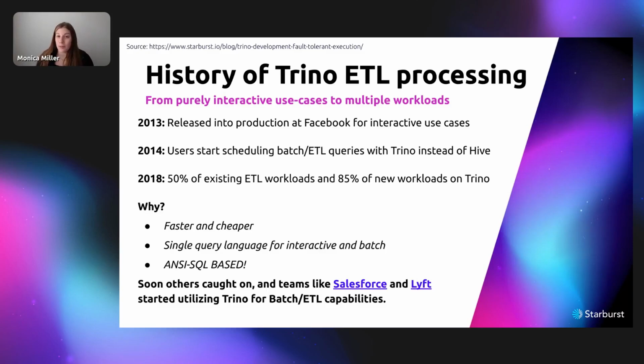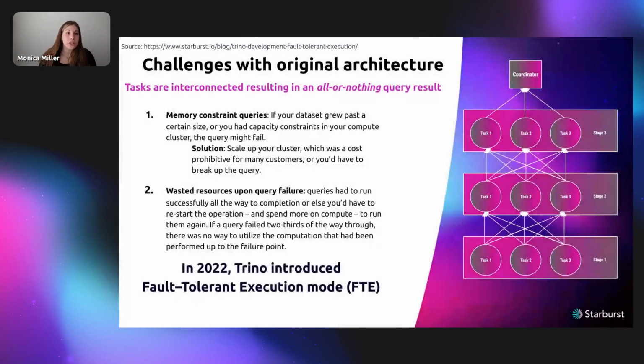So not only was this at Facebook, this also started happening at Salesforce and Lyft, where multiple different companies started utilizing Trino for both batch and ETL capabilities, and also their ad hoc and interactive analytics. I have a bunch of links, as well as the ones on this slide, later in the presentation, in the resources that share other stories from other companies. So if you're interested, keep looking into where other companies have found success using Trino as an ETL engine. So I just wanted to highlight a couple of the challenges with the original architecture.